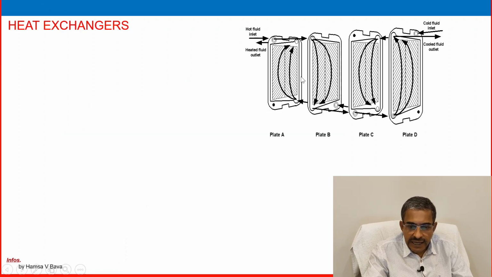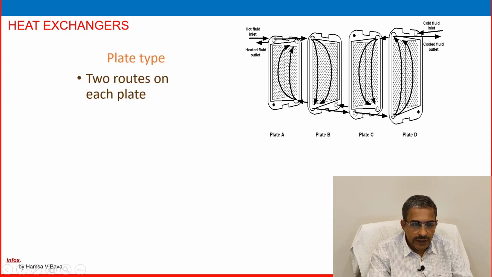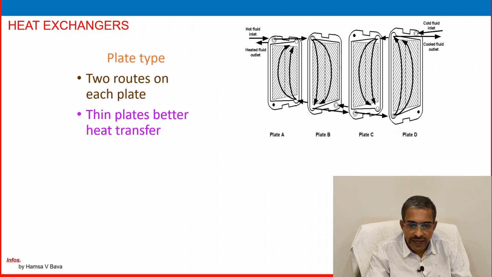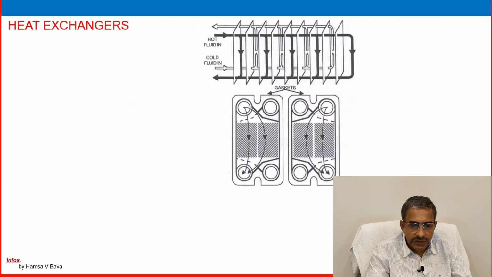And see another representation of the flow pattern, plate type, two routes on each plate. Thin plates provide better heat transfer. So see the hot fluid and cold fluid routes. You can see the different arrangements.